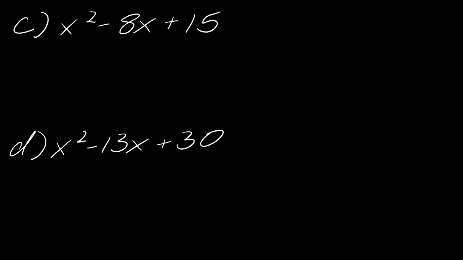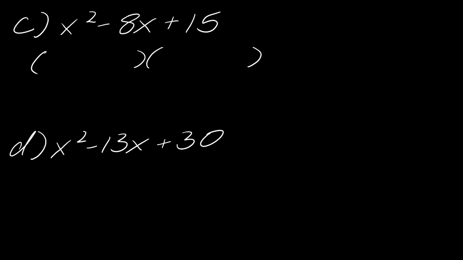And I do want to point something out here. So notice now that we need something that's going to multiply to positive 15 but add to negative 8. And something that's going to multiply to positive 30 but add to negative 13. So you might want to take a moment to think about this and then hit play when you think you've got a solution.